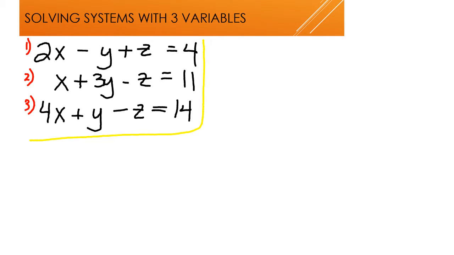In this video, we will solve a system of equations that has three variables. In order to do this, we're going to take equation number 1 and equation number 2 and work with those two first. So let's start with 2x minus y plus z equals 4, which is equation number 1, and equation number 2.